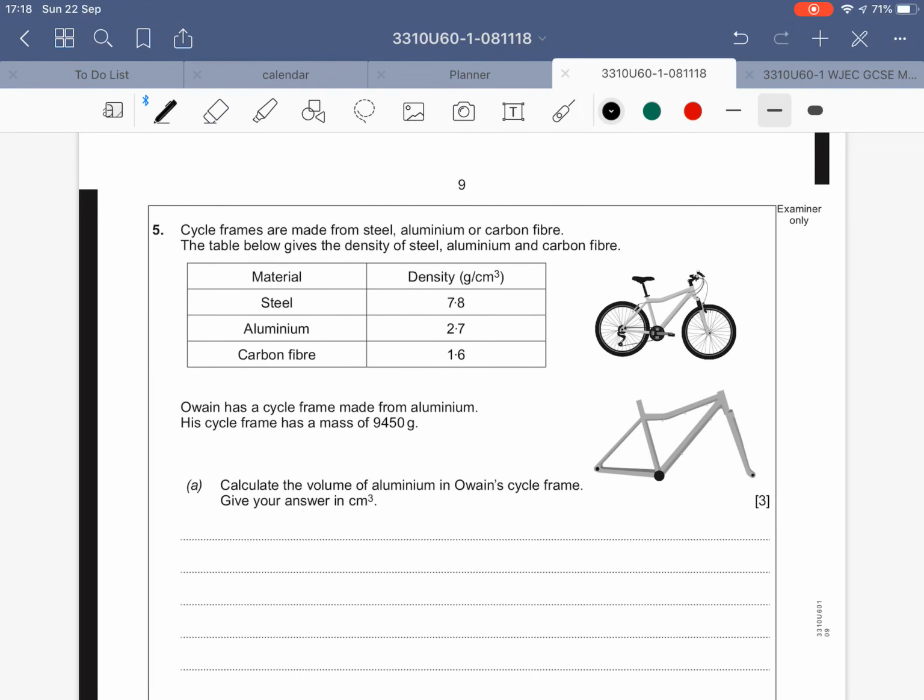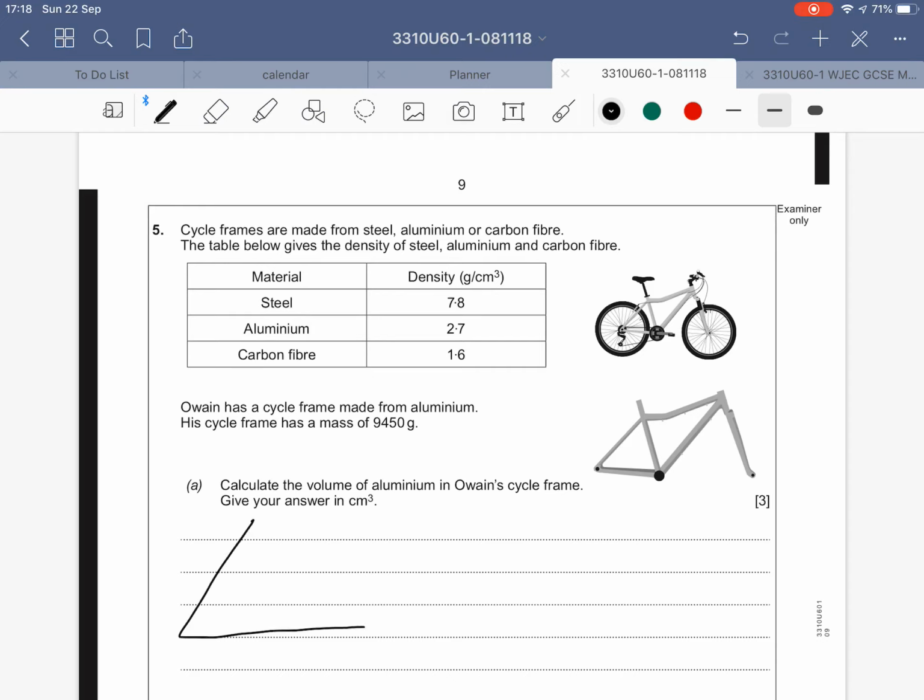Question 5. Cycle frames are made from steel, aluminium, or carbon fibre. The table below gives the density of steel, aluminium, and carbon fibre. Owen has a cycle frame made from aluminium. His cycle frame has a mass of 9,450. So they're talking about mass, they're talking about density. You're probably going to be asked to find the volume. Yep, calculate the volume. So this is your next triangle.